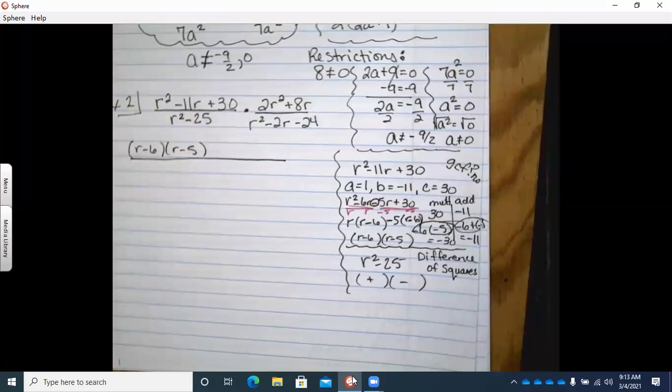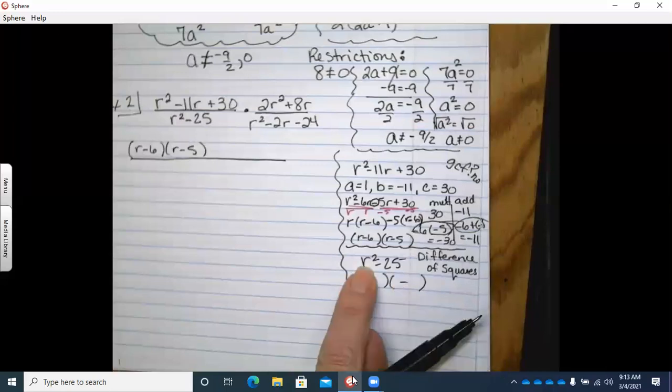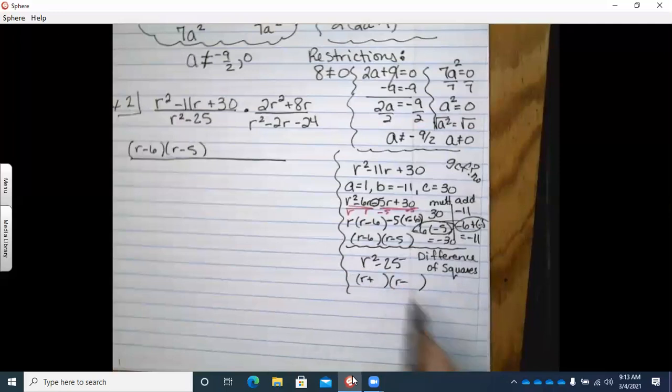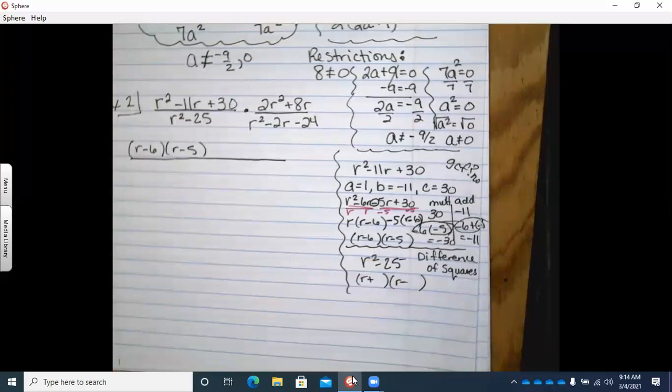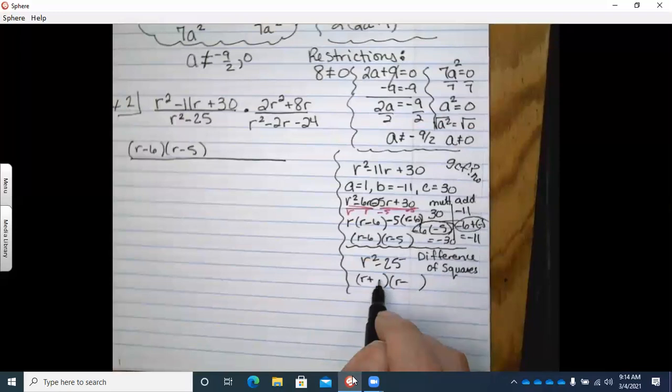The first term in each set of parentheses is the square root of the first term. What's the square root of R squared? R. So it's going to be the first term in each set. The second term in each set is the square root of the absolute value of the last term. So don't worry about the negative. Absolute value of negative 25 is positive 25. What is the square root of positive 25? 5.